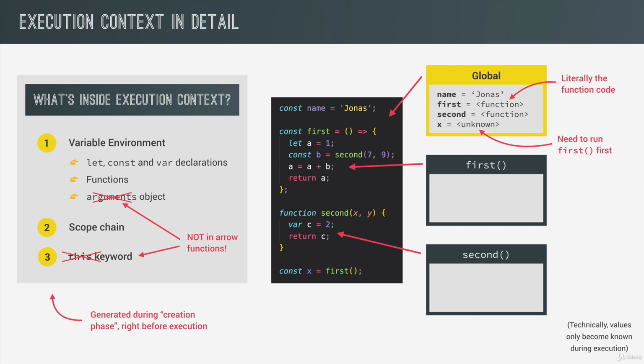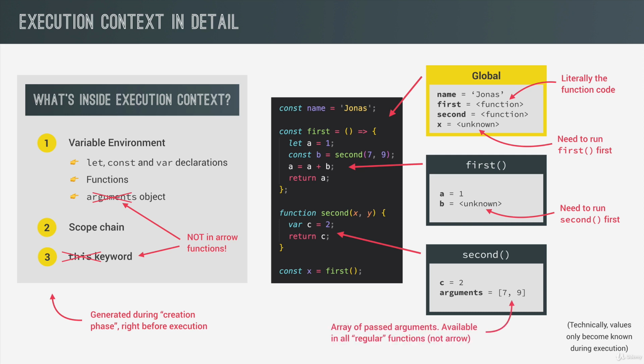Anyway, now in the first function, we have the a variable set to 1 and the b variable, which once again requires a function call in order to become known. Finally, the variable environment of the second function contains the c variable set to 2, and since this is a regular function, so not an arrow function, it also has the arguments object. And this object is an array which contains all the arguments that were passed into the function when it was called. In this case, as you can see, that's 7 and 9. Quite simple, right?